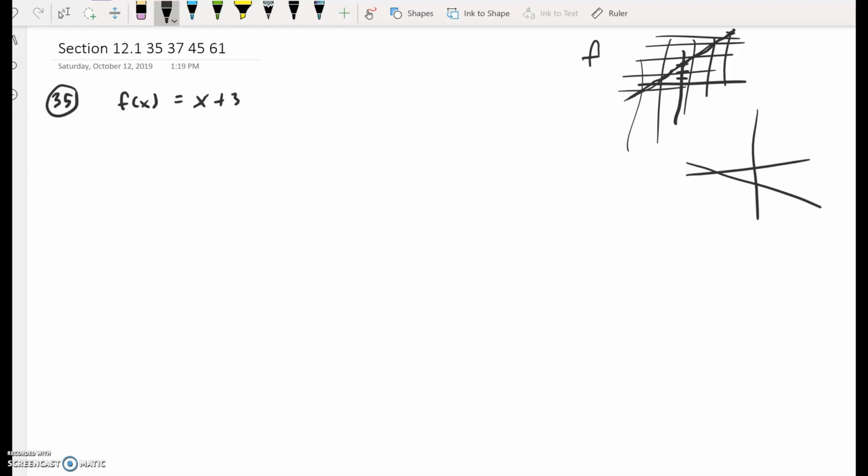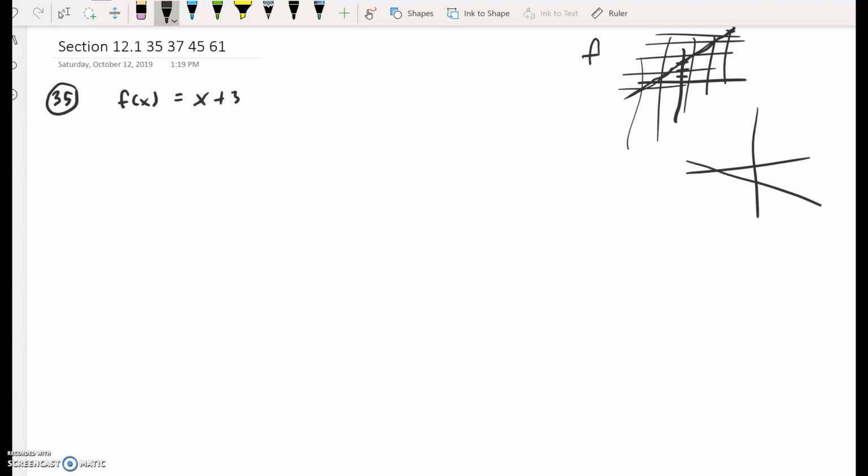Now, if a function's one-to-one, then it has an inverse, and so let's find the inverse of the function. The way to do that is to follow our steps. So we replace the function notation with a y temporarily. Then we switch x with y and y with x. So everywhere we see a y, we put an x. Everywhere we see an x, we put a y. And then we solve for y. I'm going to subtract 3 from both sides and then turn it around.